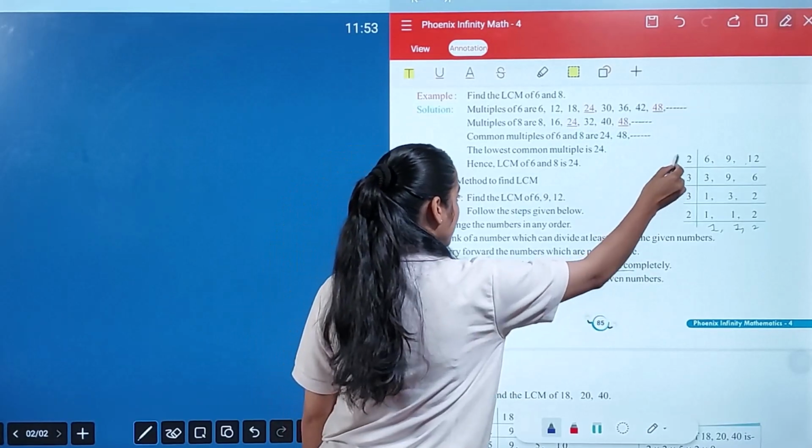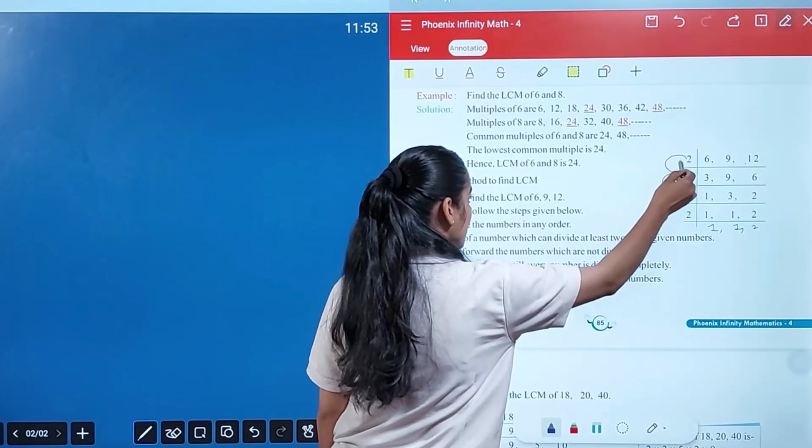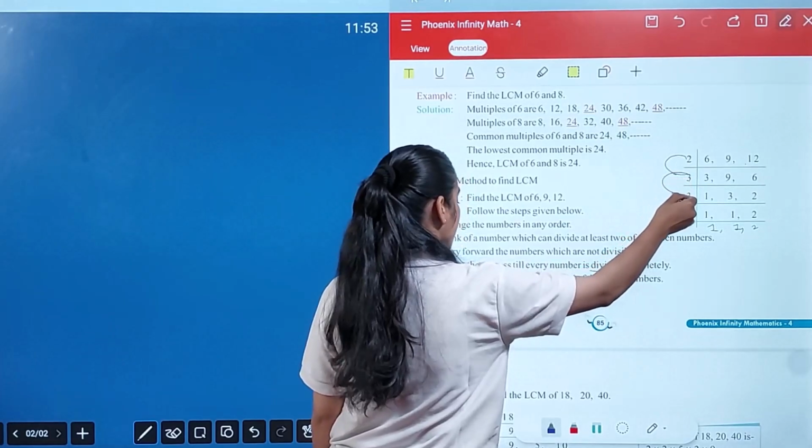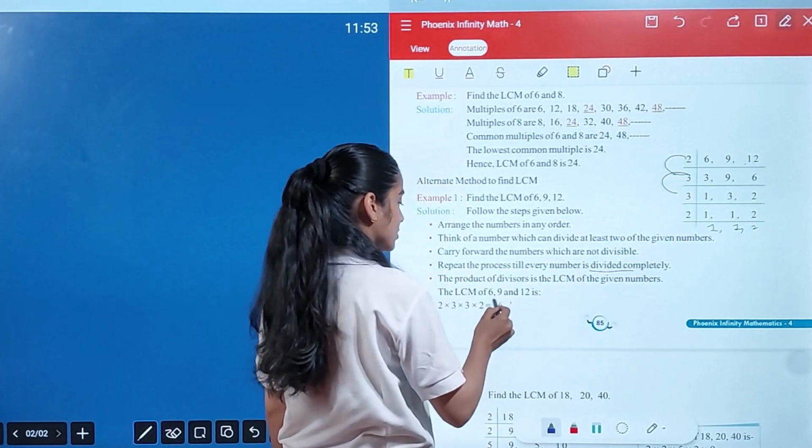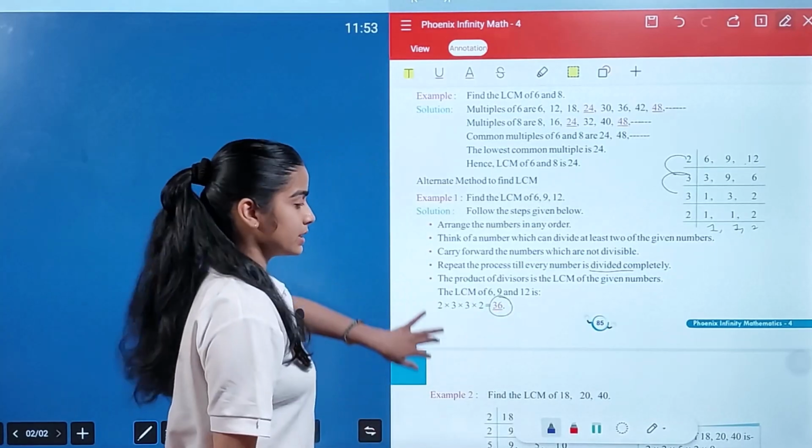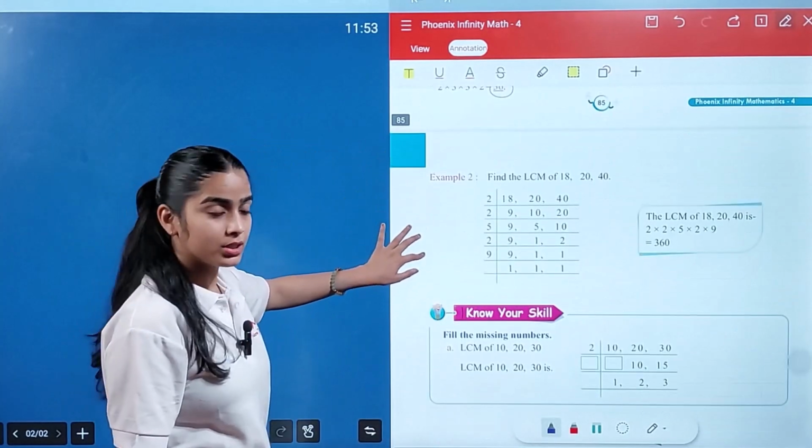So now you have to multiply 2 by 3, 3 by 2 by 3, 6, 6 by 3 is 18 and 18 2s are 36. So this is your LCM, 36. In the same way you have to find out the LCM.